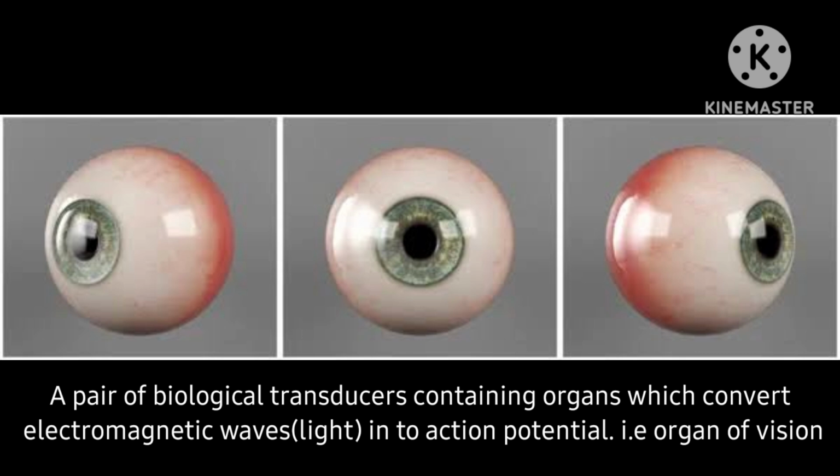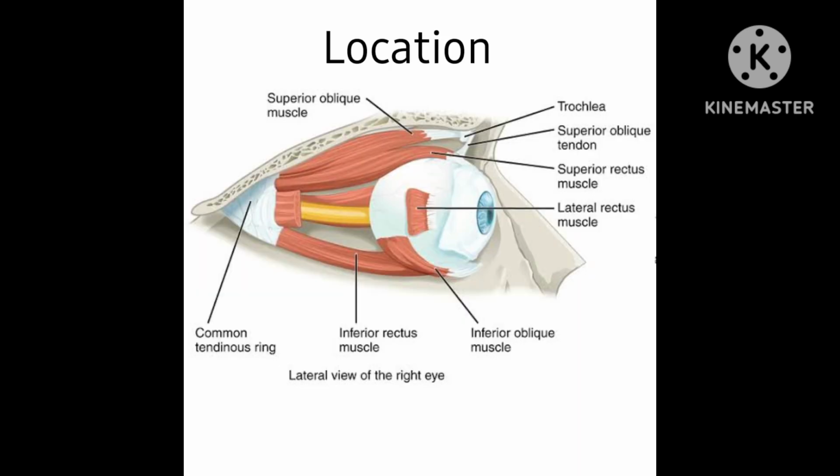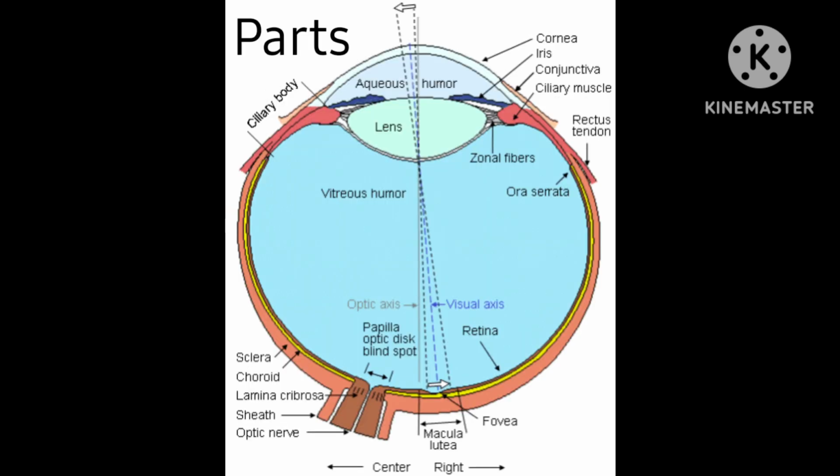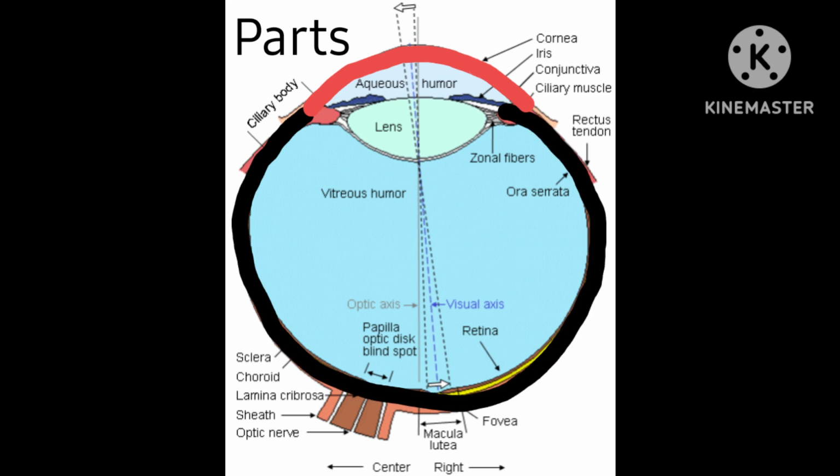Eye definition: it is a pair of biological transducers which convert electromagnetic waves, that is light, into action potential in its organ, that is the organ of vision. Location. Eyes are located in the orbital cavity, anterior 1/3 of it. Parts of the eyeball. The eyeball contains majorly two parts, anterior 1/6 part and posterior 5/6 part.